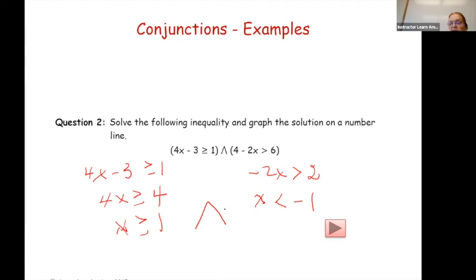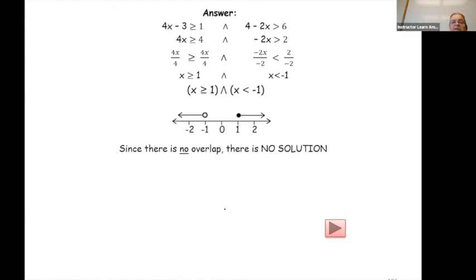Now, this should be setting off some kind of alarm bells for you, I hope. Because notice, if x is greater than or equal to 1, it looks like this. If x is less than negative 1, it looks like that. But we're looking for a conjunction. We're looking for values of x which satisfy both conditions. Well, notice there's no overlap. There are no x values which are in both sets. Therefore, there is no solution to this compound inequality, and we would show the solution as empty.